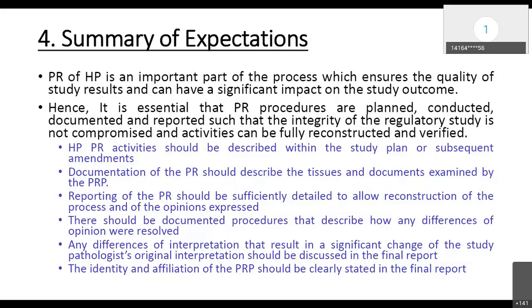So these are the expectations of OECD in brief, on how the peer review has to be done and how it is to be reported in every situation, whether both pathologists are in agreement or not in agreement.